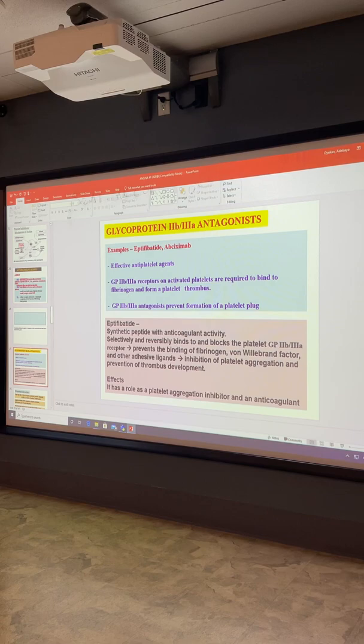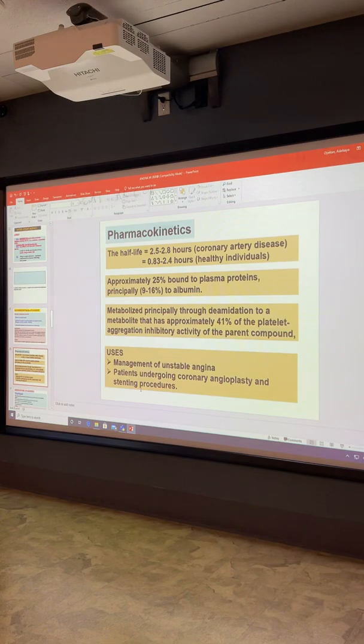Let's talk more about eptifibatide. It's a synthetic peptide and has anticoagulant activity. It can bind selectively and reversibly to the GP2B3A receptor and prevent binding of fibrinogen. As a result, it inhibits platelet aggregation and prevents the development of thrombus. So it has two effects: platelet aggregation inhibition and anticoagulation. We come across some other ones that block both platelets and coagulation factors, but the first example I'm bringing to you is the GP2B3A receptor antagonist.